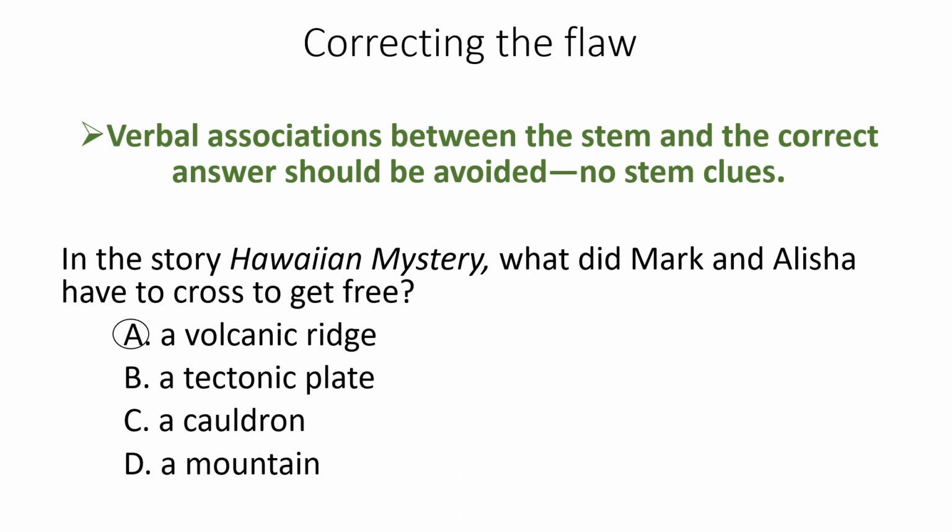So instead, you change it to, in the story Hawaiian Mystery, what did Mark, Alicia, and Alicia have to cross to get free? And the correct answer is volcanic ridge. The other options are tectonic plate, cauldron, and mountain. There's no clue as to which one of these is correct in the stem, so this is a much stronger item.